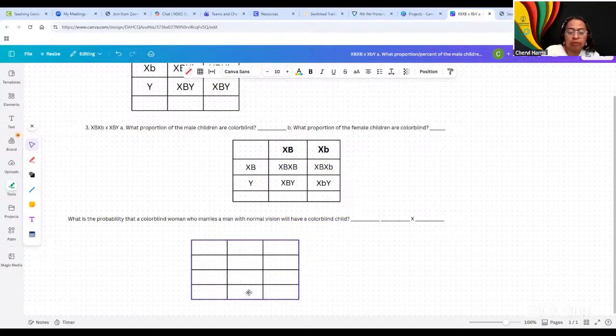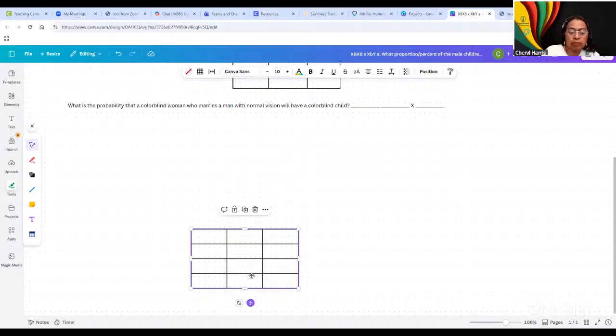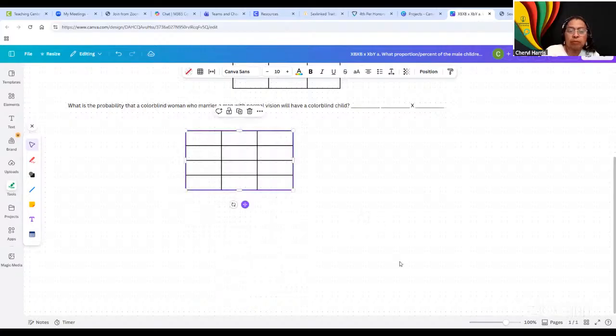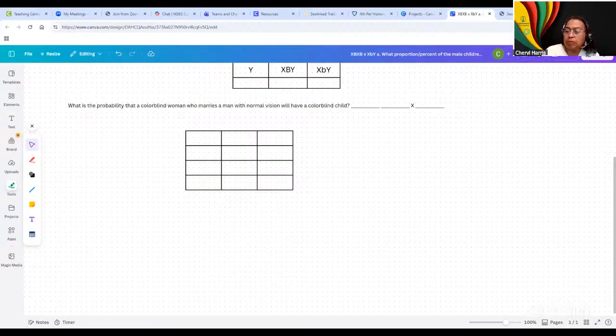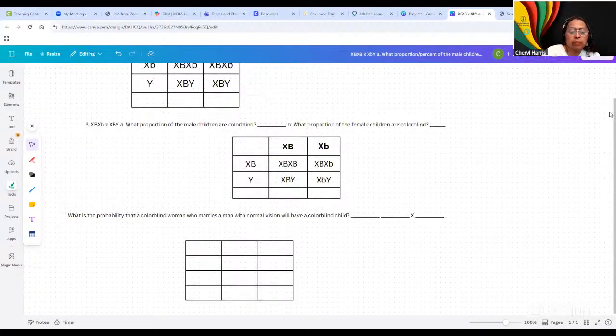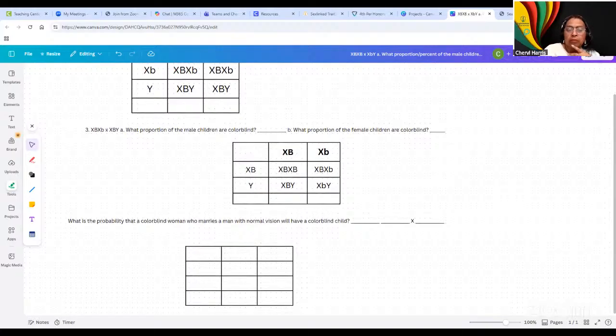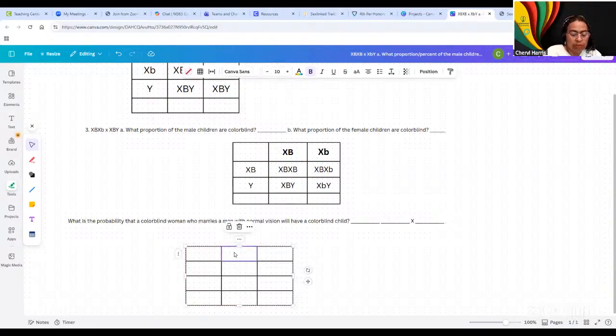I will do that one for you too. A colorblind woman. All right, so that means she is X with a lowercase b, because in order for her to be colorblind, she's got to be carrying both of the recessive genes. She is colorblind.